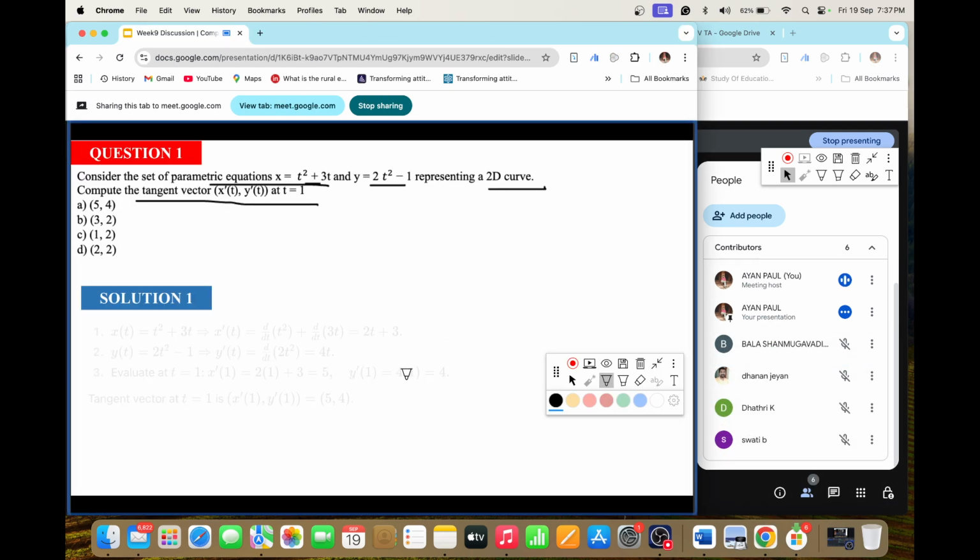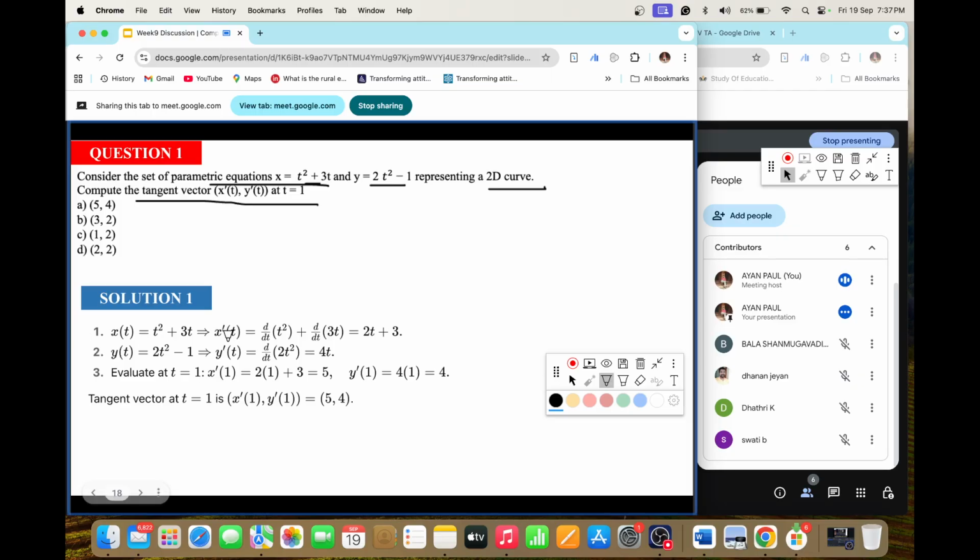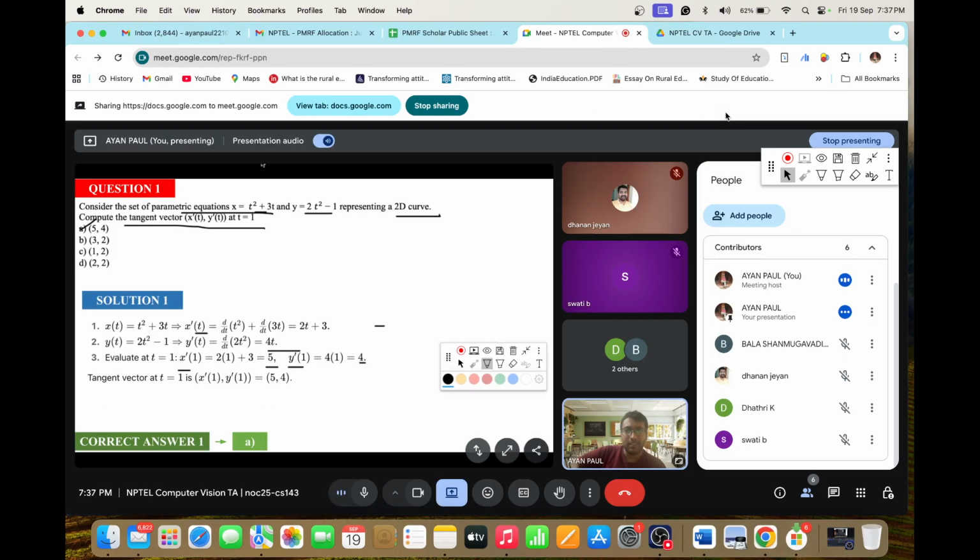Just see the steps. It is very easy, I have told you. Just calculate the x dash t, that is 2t plus 3, and y dash t, that is 4t, and just put t equals 1. It is coming, x dash 1 is 5 and y dash 1 is 4. So your answer will be (5, 4), or option A is your answer. So is it clear how to calculate the tangent of a 2D parametric curve? Clear, right? Nice.